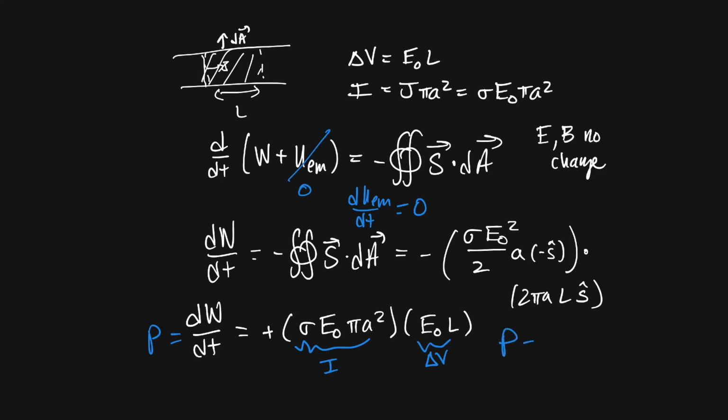So what we have derived here is what we've always talked about, which is that the power dissipated in some region of space is just the current times the voltage.